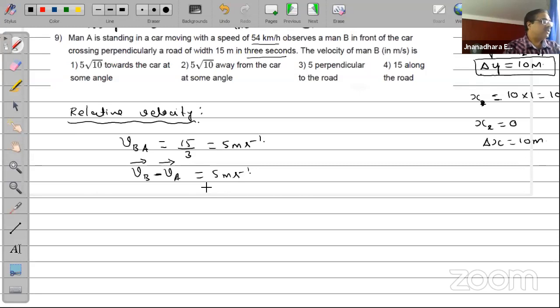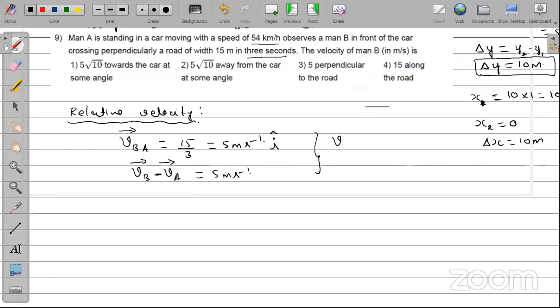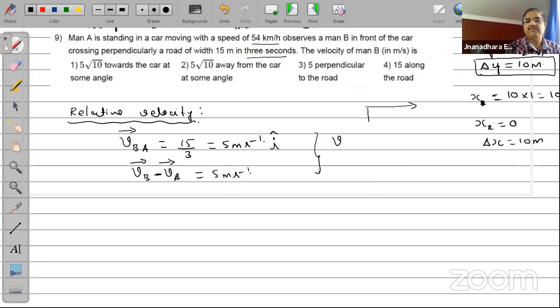Then do we know what is the speed of A? Oh, by the way, when I write this one, VBA, I should also say that this should be along, let us say, I cap. Because if I say the road is like this width, I will say this will be J cap. Okay, fine, J cap. This will be I cap. Now, do we know what VA is? We know VA because the velocity of the car is going to be 54 kilometer per hour.